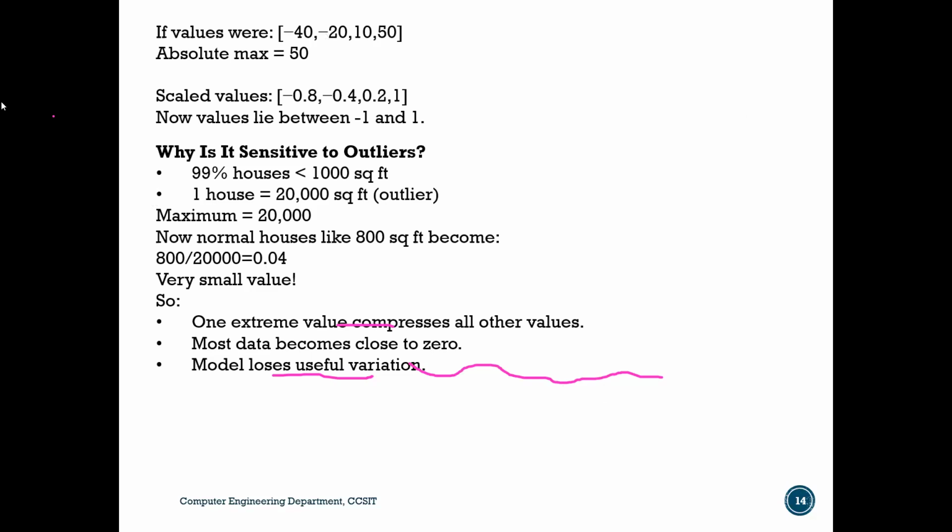This is my data set, and in this data set the maximum absolute value I am getting here is 50. So what I will do is divide each number by 50 like this. So what data points am I getting now? This means the values will lie between -1 and +1. And this technique is very sensitive to the outlier. So why is it very sensitive to the outlier?